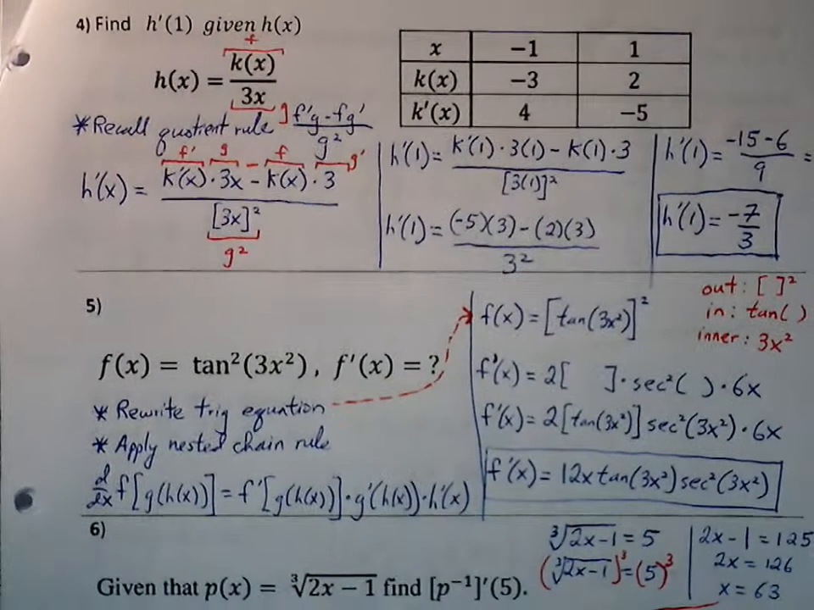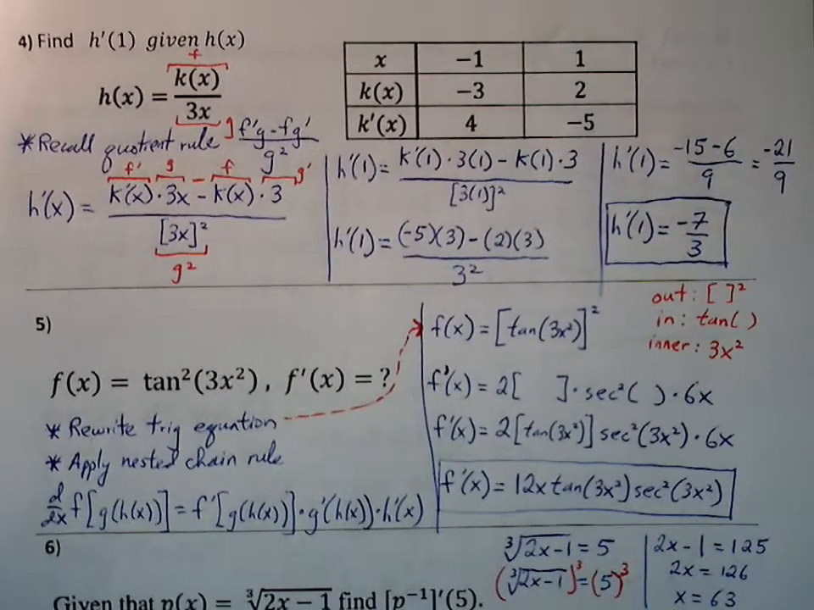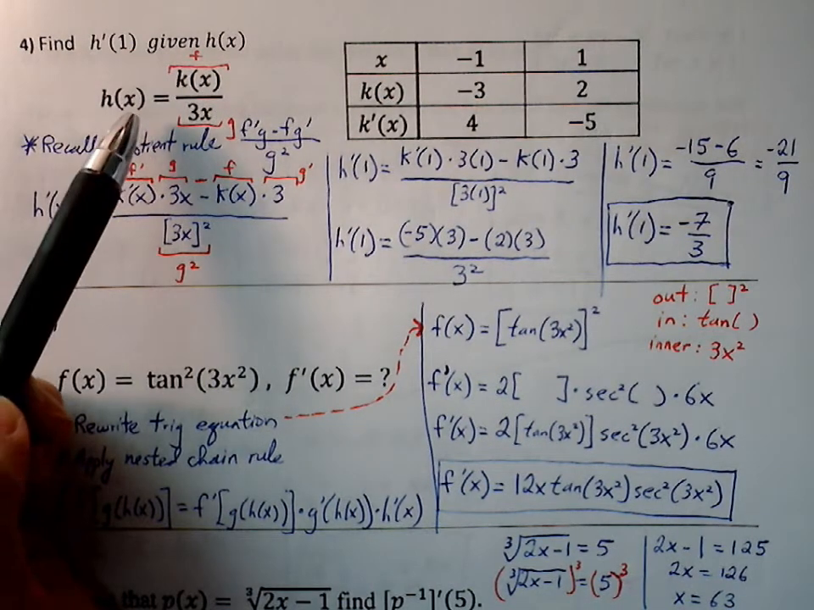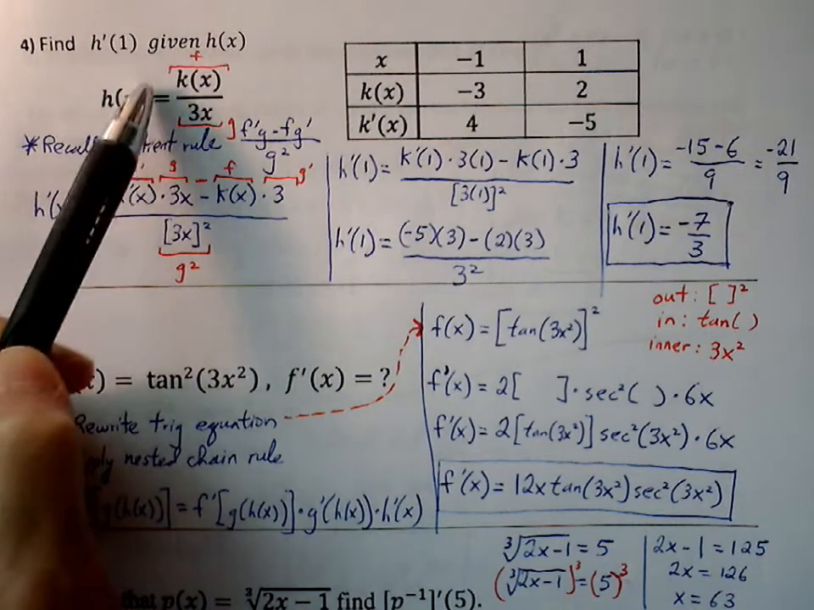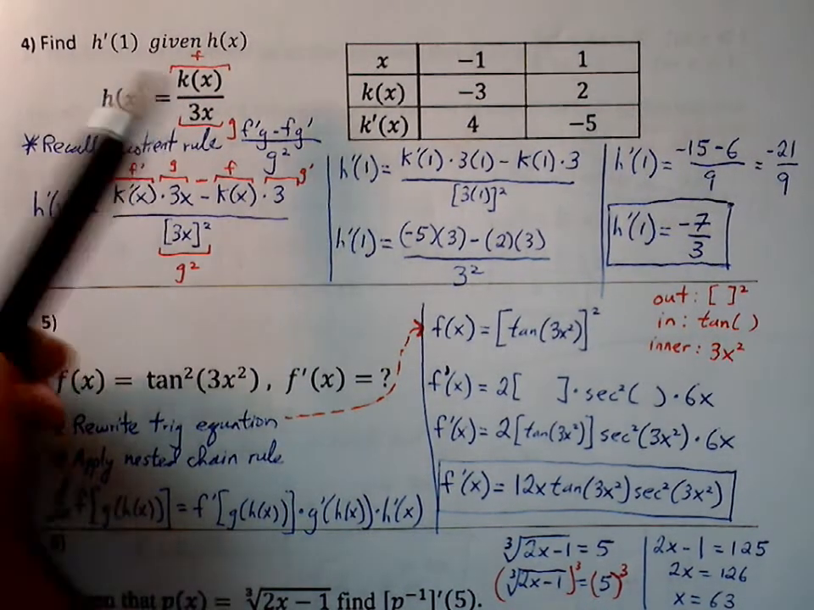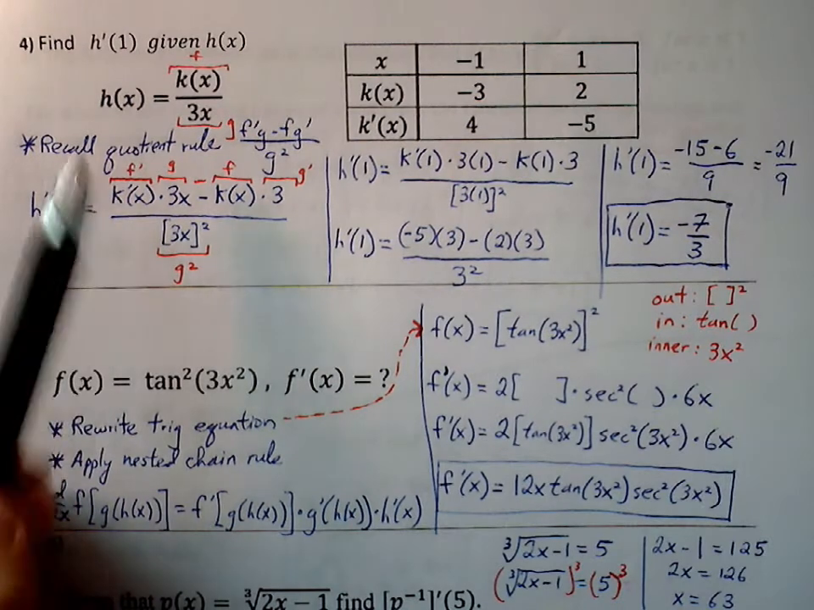All right, number 4, h prime of 1. Given h of x, find h prime of 1. So we look at how h of x is defined. It's defined as the numerator over denominator. This is going to be quotient rule: f prime g minus f g prime all over g squared.